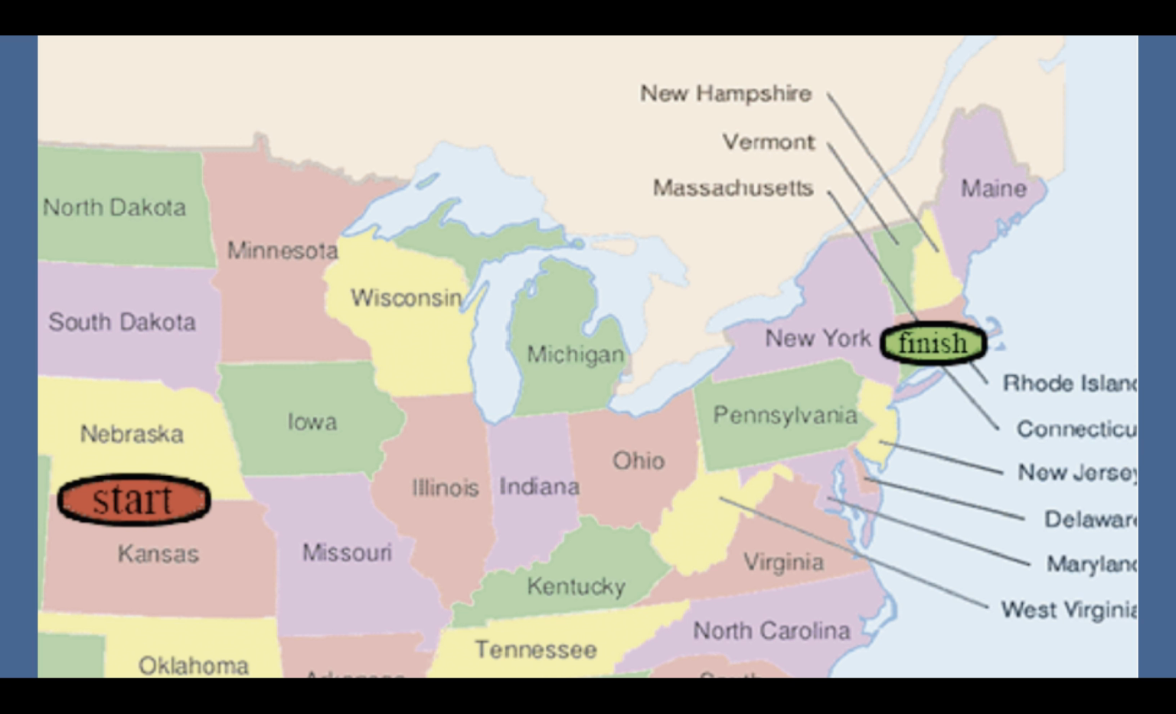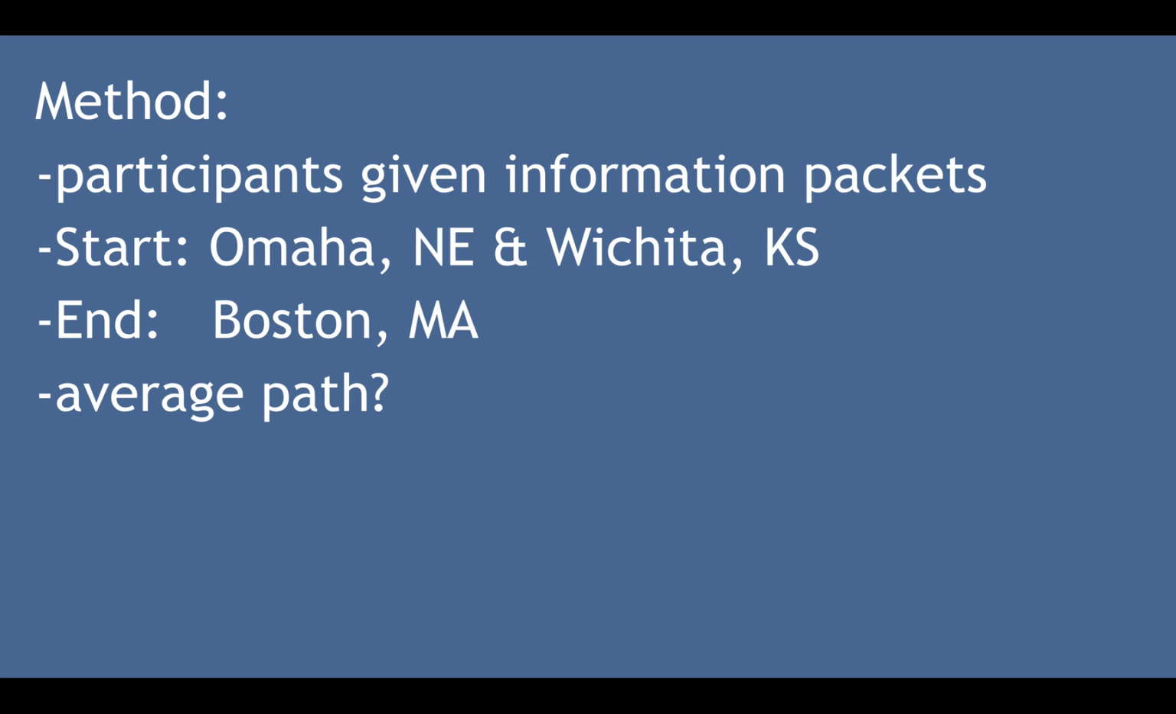As you can see here, for those of you who forget your grade school and high school geography, the start is there on the lower left, and the big red start button on the right, and the big green button finish in Massachusetts. So the method was again to give these information packets, have them start in Omaha, Wichita, go to Boston. What do you think is the average path length? Any guesses?